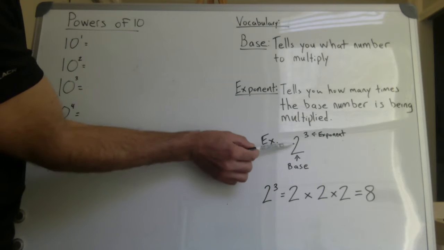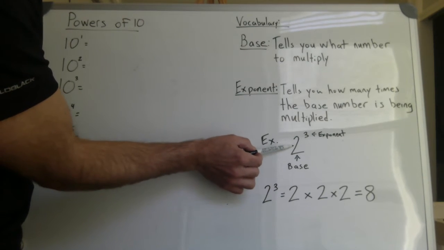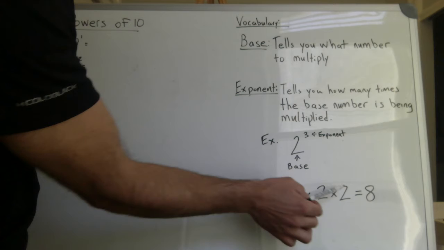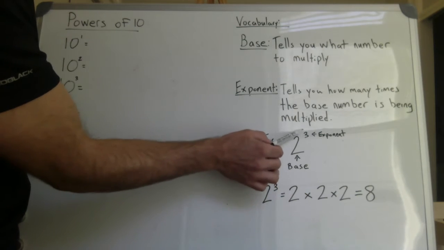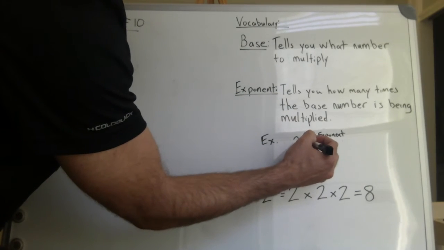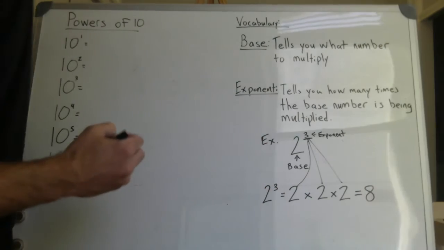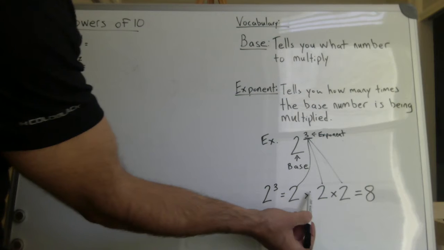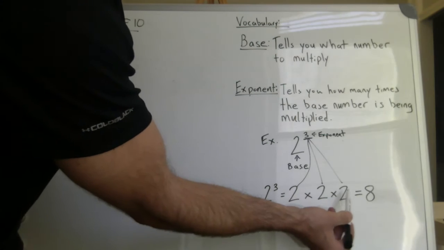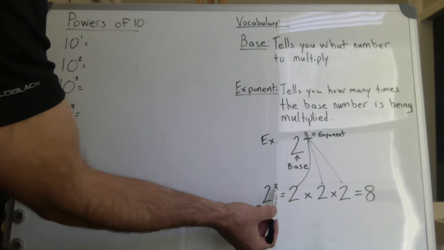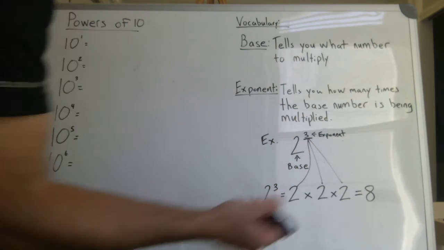So this tells me I need to take the number 2 and multiply it times 2, times 2, times 2. Because that's 3 times. So the number 3 tells you 1, 2, 3. And since 2 times 2 is 4, times 2 is 8, so 2 to the third power is 8.